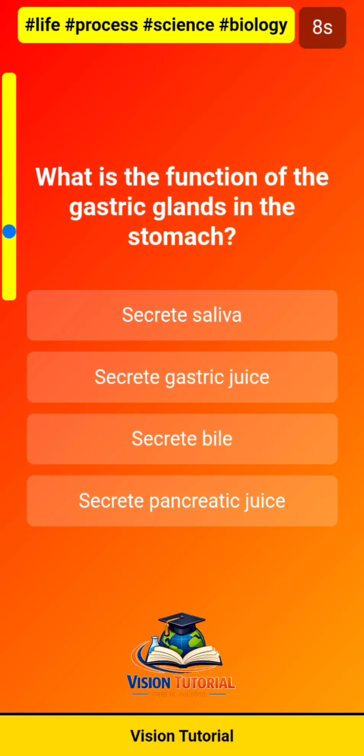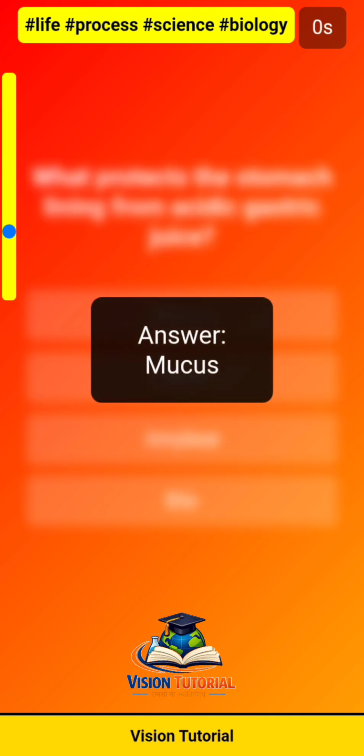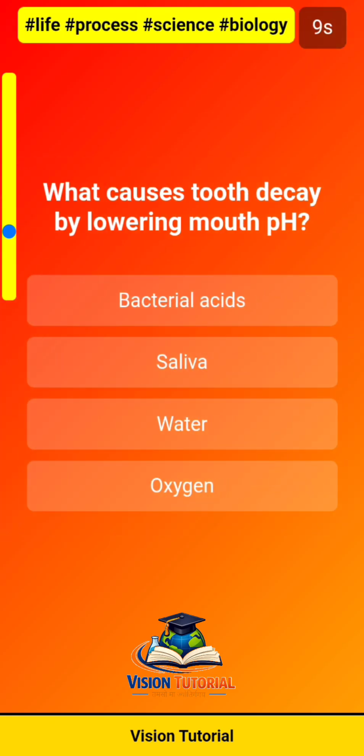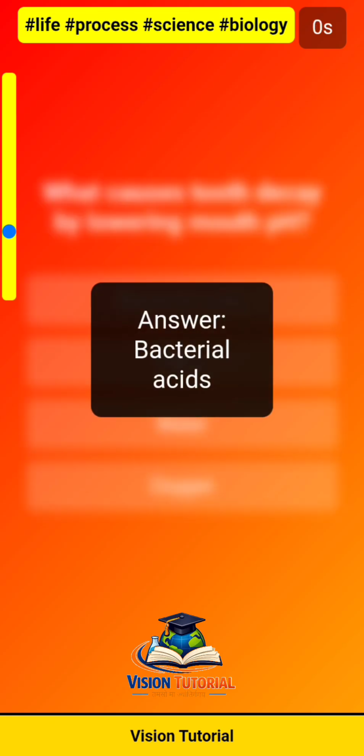The question is, what is the function of the gastric glands in the stomach? Answer: secrete gastric juice. The question is, what protects the stomach lining from acidic gastric juice? Answer: mucus. The question is, what causes tooth decay by lowering mouth pH? Answer: bacterial acids.